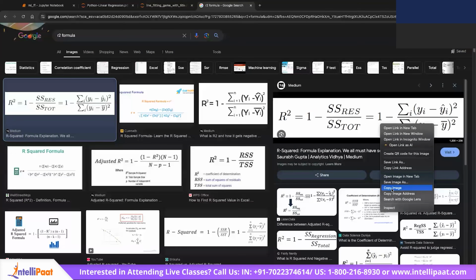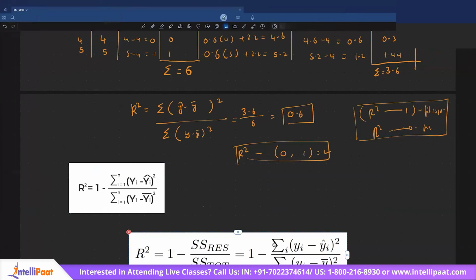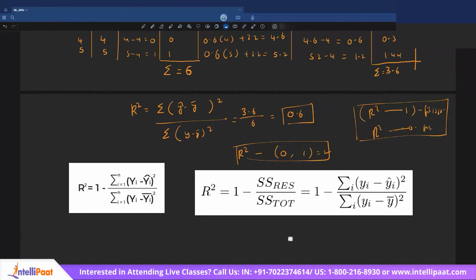Give me 1 second. Copy image and paste it here. Is this visible to all of you? Is this image right there visible in front of you?